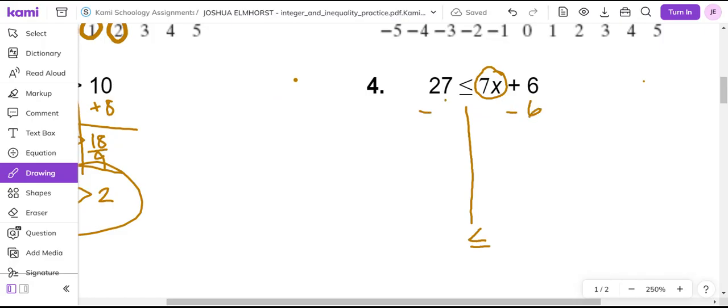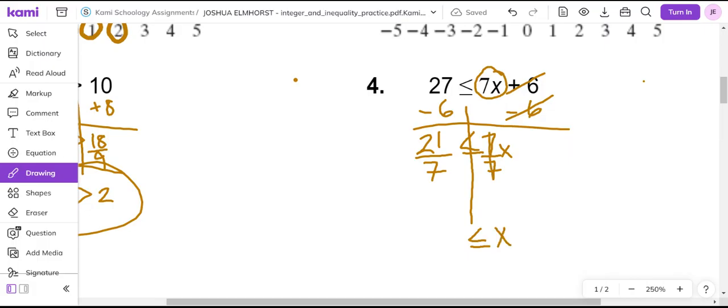I'm going to subtract 6 from both sides. So now we have 7x is less than or equal to 21. What's the opposite of multiplying the variable by 7? We're going to divide both sides by 7. So now we have x is greater than or equal to 3.